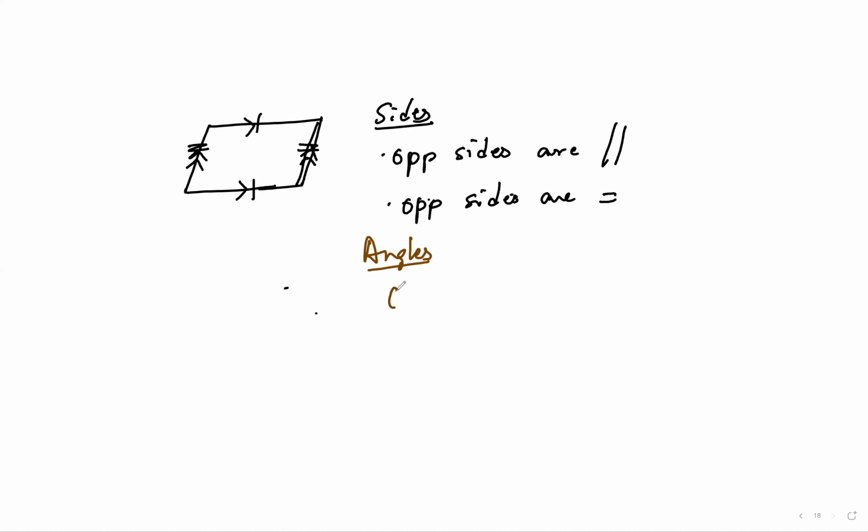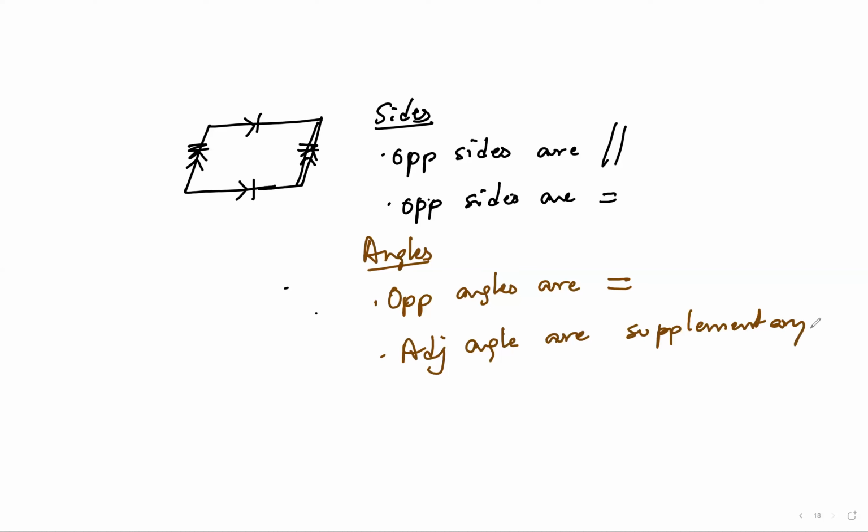But when it comes to angles, what happens? Opposite angles are equal, and adjacent angles are supplementary.